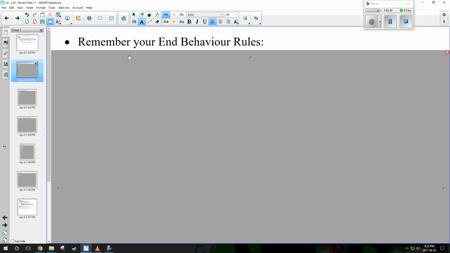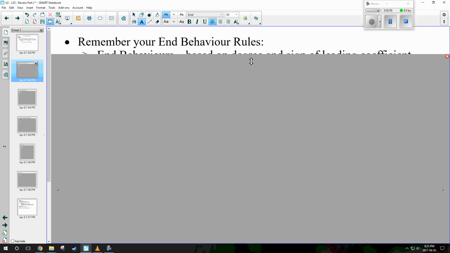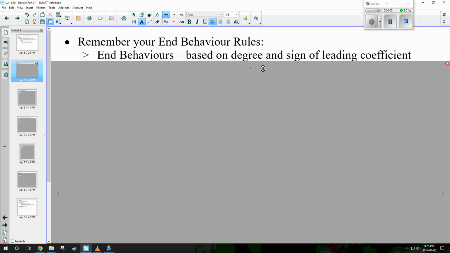Okay, the second thing you need to know, and this is review from part 1 of polynomials, is your end behavior rules. Remember, we need the end behavior rules to be able to graph polynomials, and that is something that we covered in this part of the unit. So remember, you need to know your rules in the way that you need to be able to graph them. So end behaviors, remember, it's based on whatever the degree of your equation is, which is why we reviewed how to find the degree. And it's also based on the sign of the leading coefficient, whether it's positive or negative.